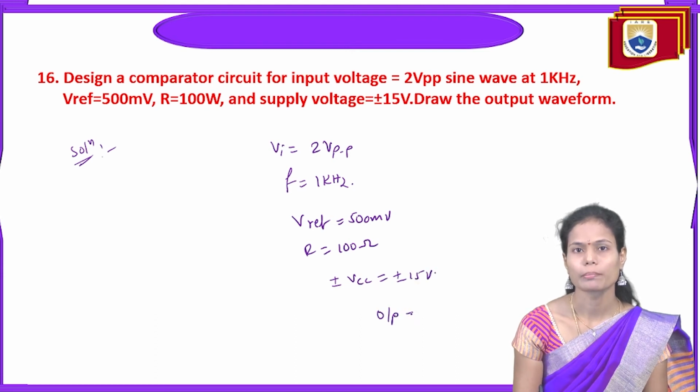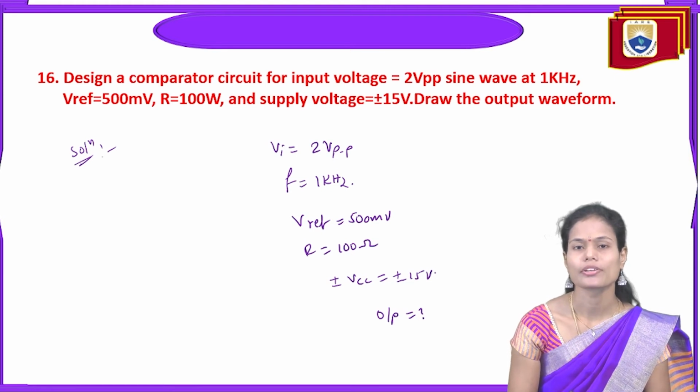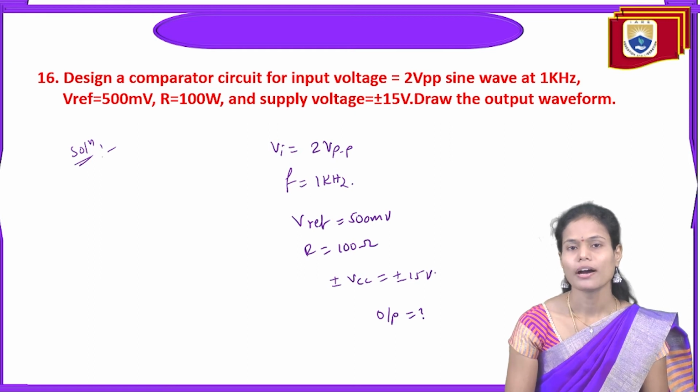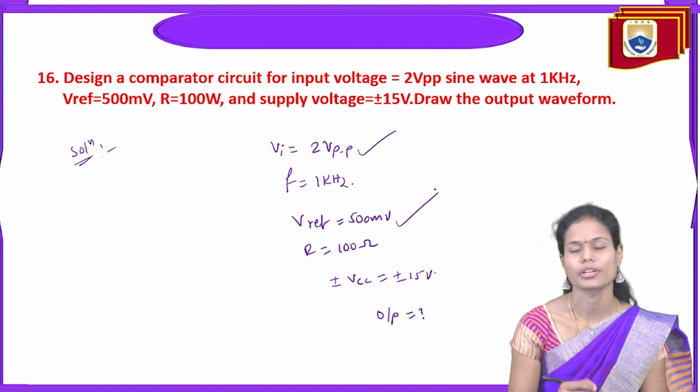And what is the output waveform we need to draw here? So the function of the comparator is to compare the applied input signal with the reference voltage. And it is also two types, inverting comparator as well as a non-inverting comparator. Depending upon that, we will get outputs as either plus V saturation or minus V saturation. So always we will compare the input voltage with the reference voltage here.